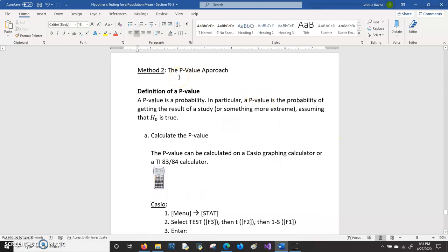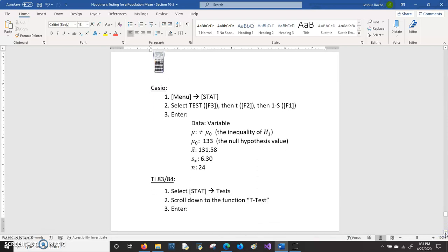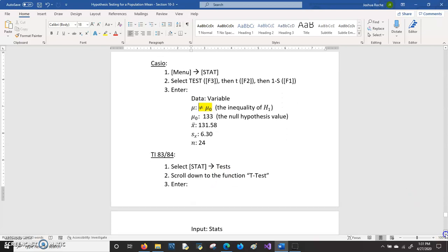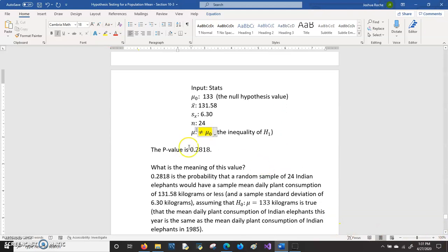So another approach is the p-value approach. To calculate the p-value, you can use a calculator, the Casio or the TI graphing calculators. Very similar to the other examples. One difference to note now is that you want to make sure that your inequality is the not equal to when you put that in for the value of the alternative hypothesis. So same with the TI calculator, you want to make sure that your inequality is not equal to in this case. And when you do that, the p-value comes out to about 0.2818.